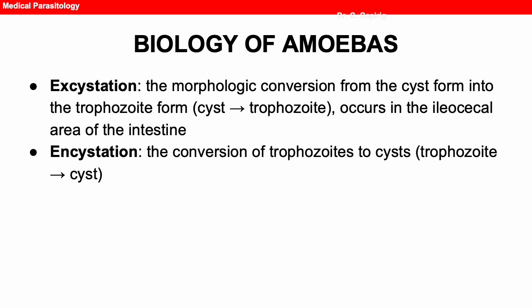We have two important terminologies for amoebas. Excystation is the morphologic conversion from the cyst form to the trophozoite form, which usually occurs in the ileocecal area of the intestine. Encystation is the conversion of trophozoites to cyst. Encystation usually occurs if there is a change in the environment that will make the protozoa unlikely to survive.